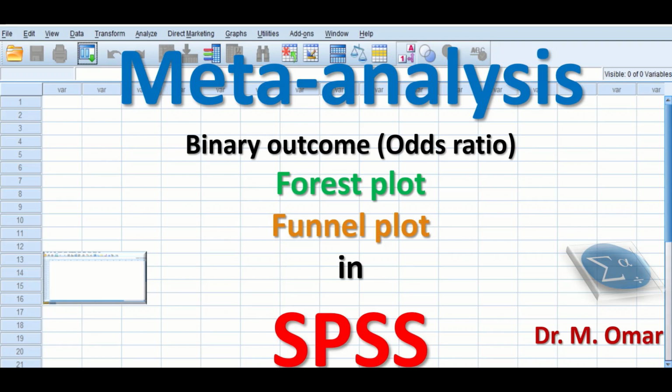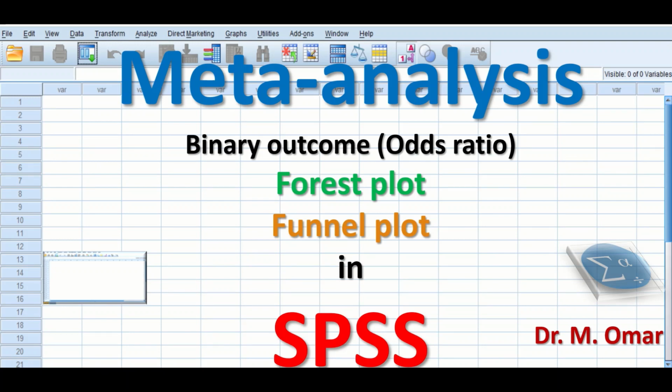Meta-analysis to draw a forest plot and funnel plot in SPSS when the outcome of the studies is binary. A binary outcome is an outcome or a variable that has only two levels in it. So it's binomial, either yes or no, live or dead. And the estimate for the effect size is the odds ratio.